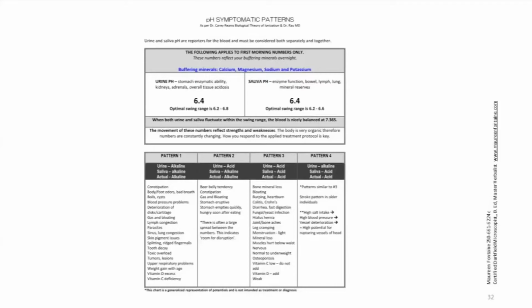And the movement of these numbers, this is again something I have to reiterate over and over, is that these numbers reflect both the strengths and the weaknesses of your body. And they are constantly changing. How your body responds to the treatment, like how quickly you rectify, is also an indication of the strength of your inner milieu. And that's exactly what we're here to do.